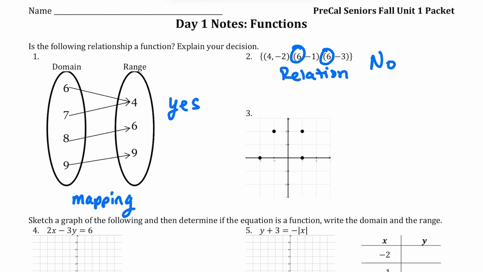With graphs, we have something called the vertical line test, which I abbreviate VLT. If you draw a vertical line and it hits the function more than once, like here, if I were to draw a vertical line, it hits the function here and here. So therefore, this is also not a function. It fails the vertical line test.